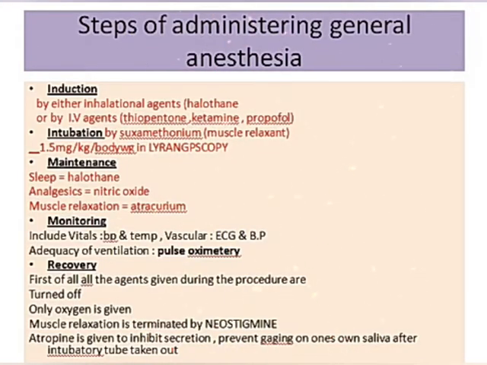Last step is recovery. First of all, the agents given during this procedure are stopped. Only oxygen is given. Muscle relaxation is terminated by neostigmine, and atropine is given to inhibit secretion as well as prevent gagging from their own saliva. And after that, the endotracheal tube is taken out.